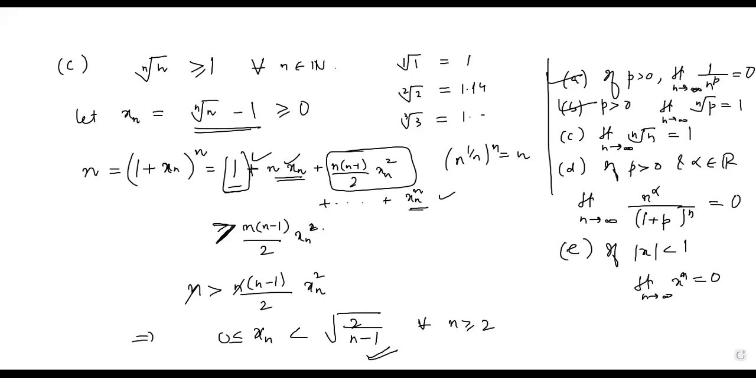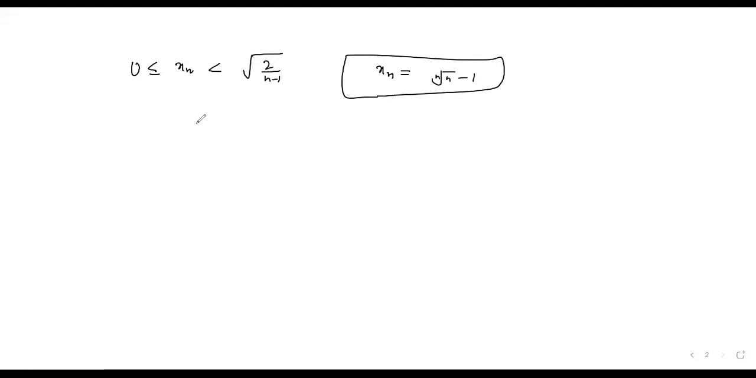Okay, so this is what I have. अब इसकी मदद से मैं क्या करूंगा, if I let n approach infinity, so I have, चलो मैं फिर से लिखता हूँ, 0 is less than equal to xn is less than equal to square root of 2 divided by n minus 1, and of course xn is, हमने जो किया है, it is actually nth root of n minus 1. So that's our thing, and xn के लिए हमें ये inequality मिली.